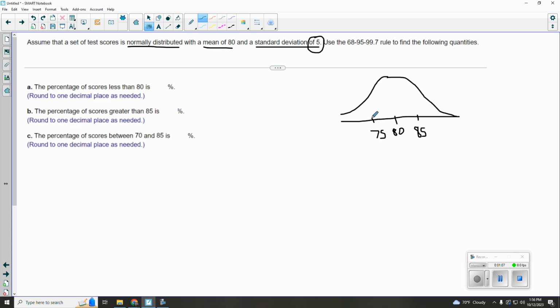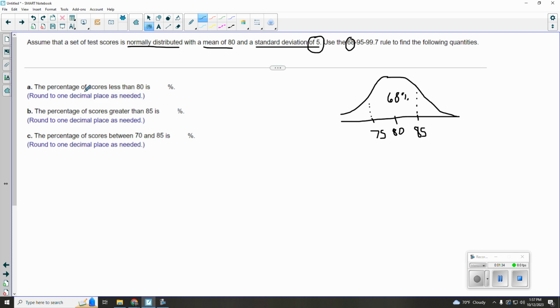And so this marks the middle 68% of the data. And so I look at the question and we can go ahead and answer the first question.